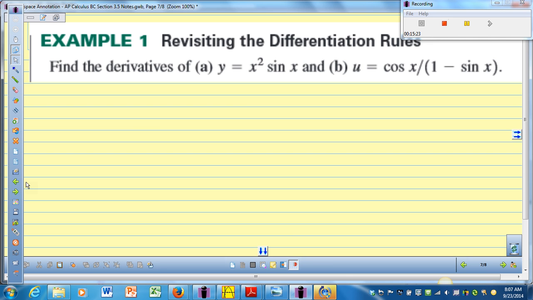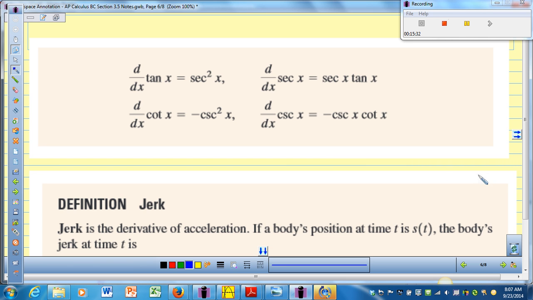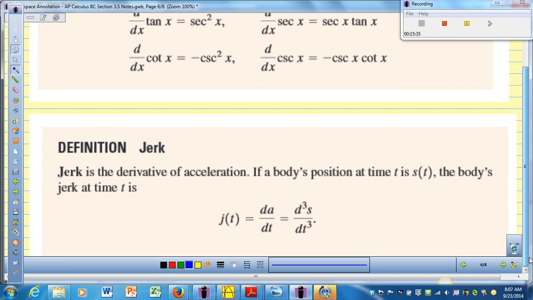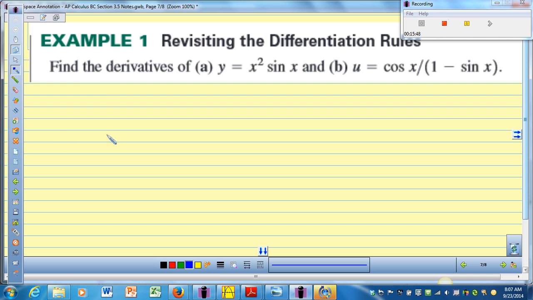So just applying these new rules, let's look at example one. Go back, sure, you bet. Yeah, absolutely. Down the bottom? Yeah. Thank you. All right.